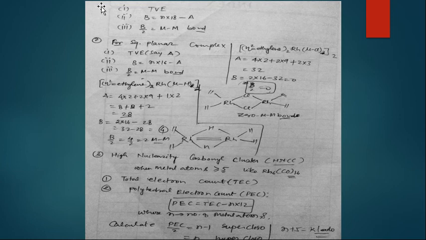So first is the low nuclearity carbonyl cluster. For a low nuclearity carbonyl cluster, how do we calculate the metal bonds? The condition is that the number of metal atoms is less than or equal to 4.